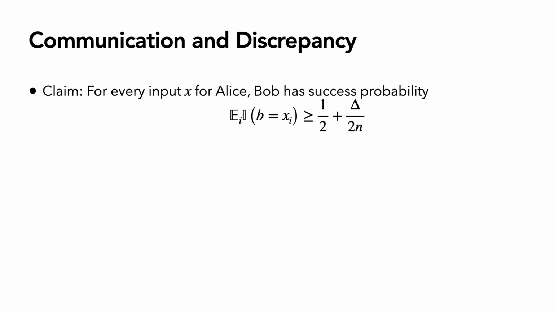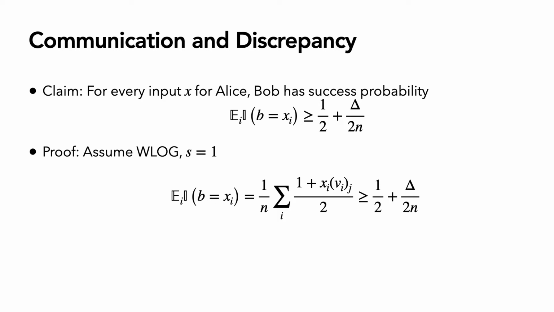We claim that this protocol, on average over the inputs of Bob, has an expected probability of half plus delta over 2n of succeeding. Next, we show a quick proof. Expanding the expected value, we see that this expression is exactly half plus the signed sum along the jth coordinate divided by 2n, which we assume to be greater than delta.